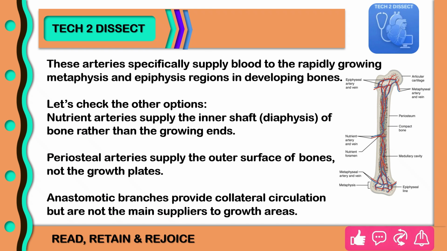Let's check the other options. Nutrient arteries supply the inner shaft, diaphysis, of bone, rather than the growing ends. Periosteal arteries supply the outer surface of bones, not the growth plates. Anastomotic branches provide collateral circulation but are not the main suppliers to growth areas.